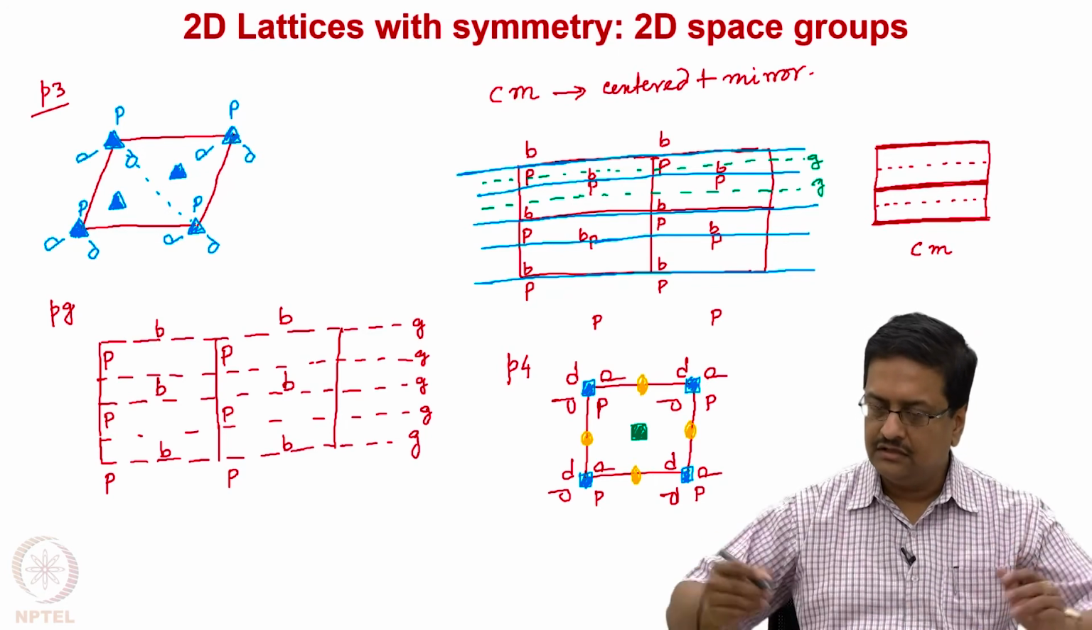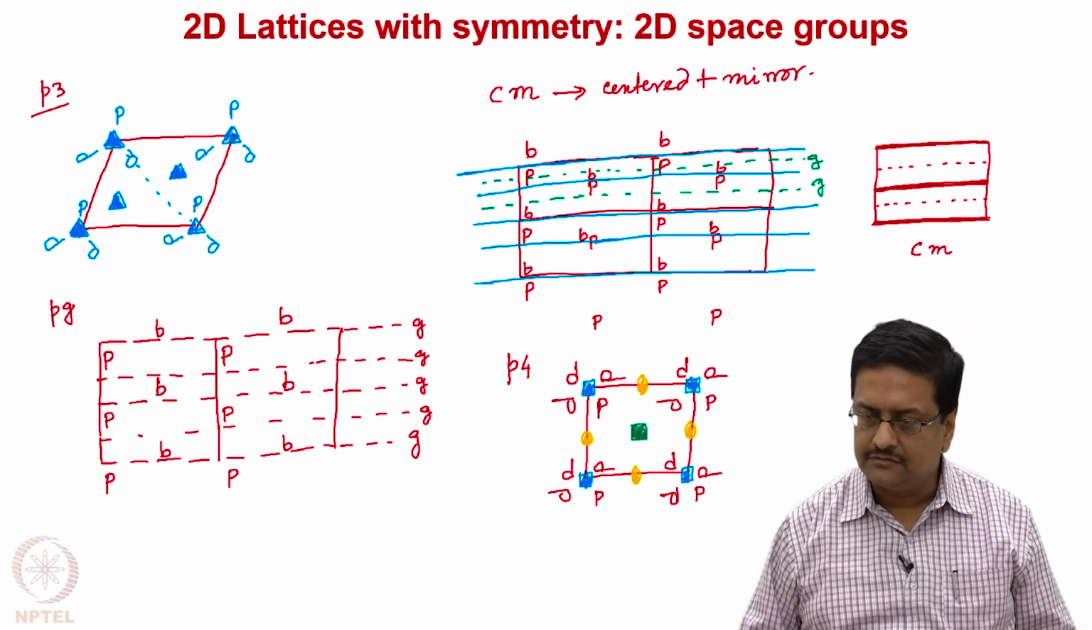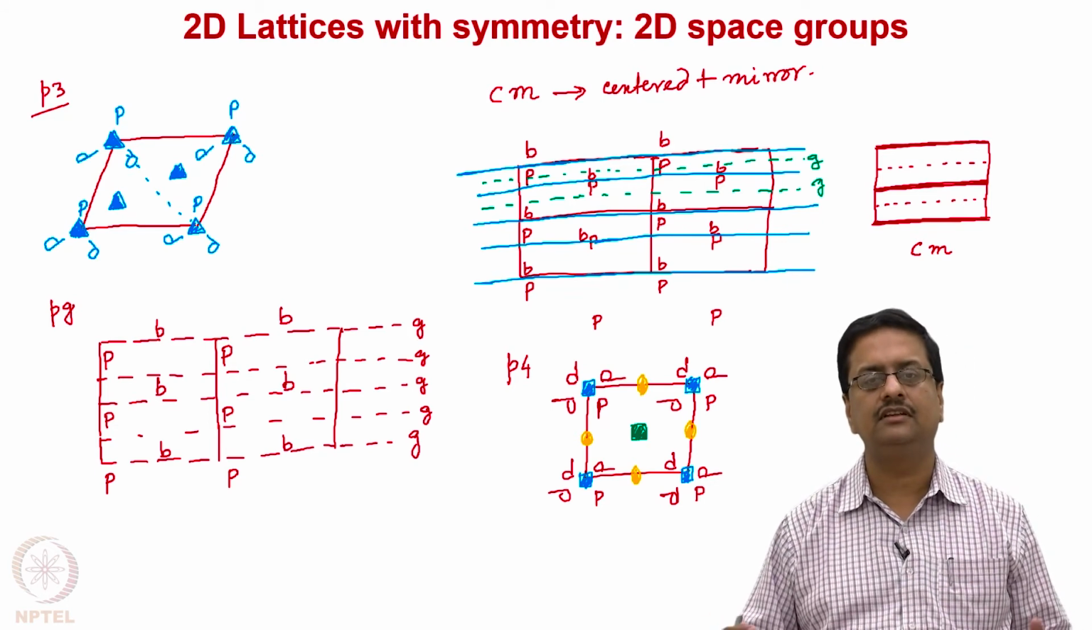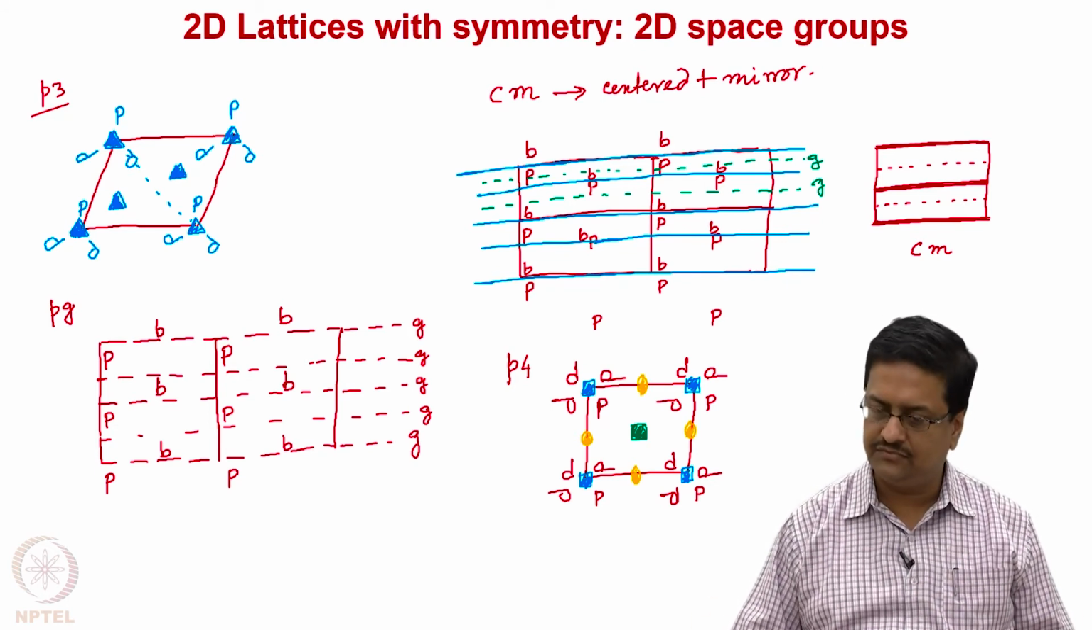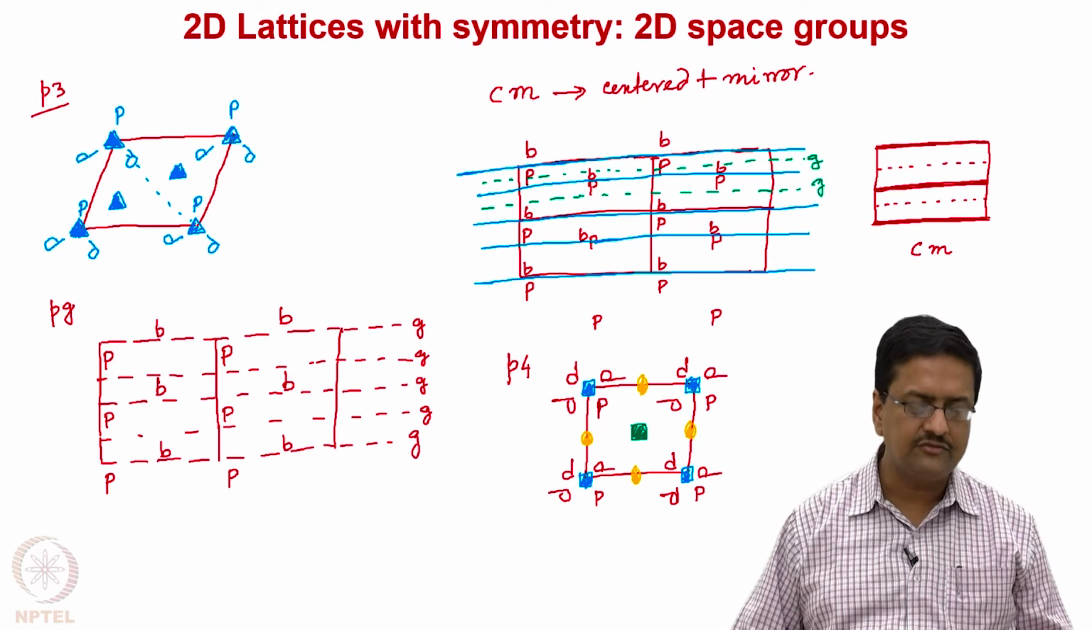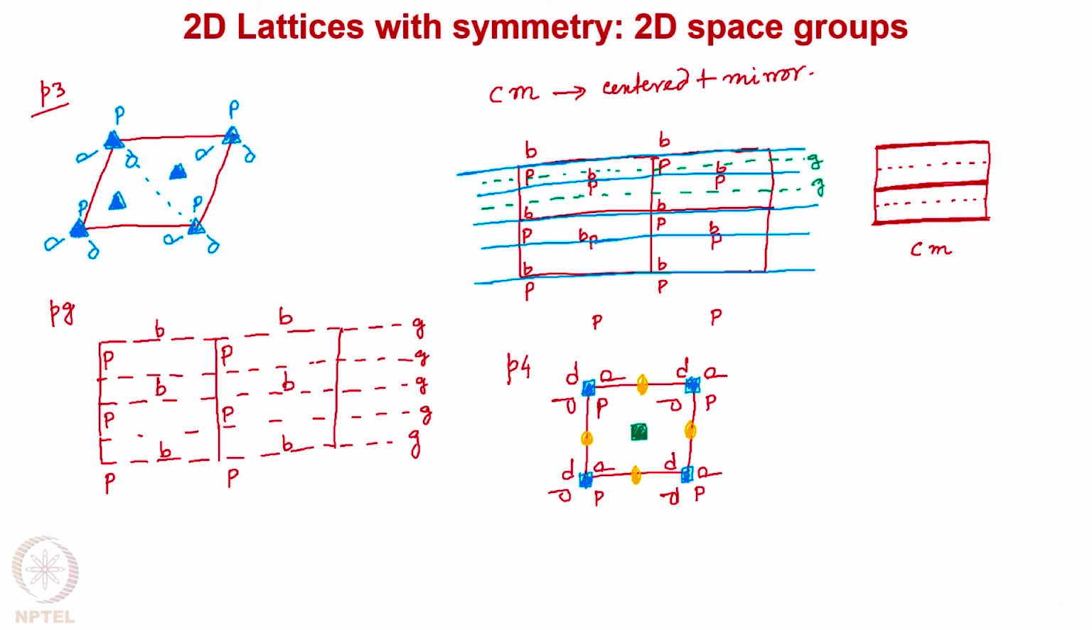So all these drawings, all these two-dimensional space lattices are important to understand the growth of three-dimensional space lattices in the future classes. So I would like all of you to go through the textbook by F.A. Cotton, chapter 11, and these drawings are taken from this particular journal, Journal of Chemical Education, 1985, volume 62, page number 35.